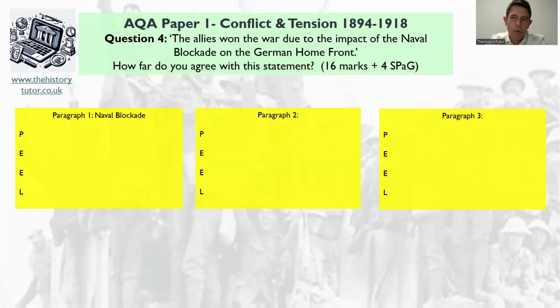So here is the question we're going to look at. The Allies won the war due to the impact of the naval blockade on the German home front. So was it the German home front losing, or were there other factors? So how far do you go with this statement?